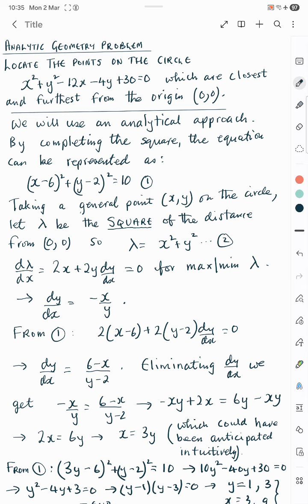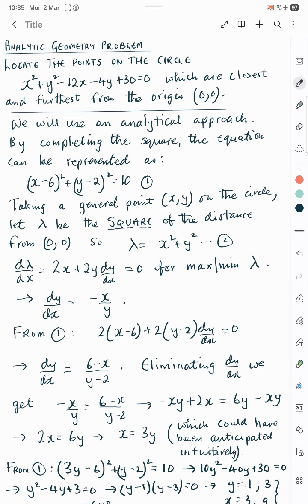So, moving on from there and substituting back into equation 1, we'll get (3y minus 6) all squared plus (y minus 2) all squared equals 10, from which we get the quadratic equation, 10y squared minus 40y plus 30 is 0. Dividing through by 10, we get y squared minus 4y plus 3 equals 0. And that factorizes easily as (y minus 1)(y minus 3) equals 0.